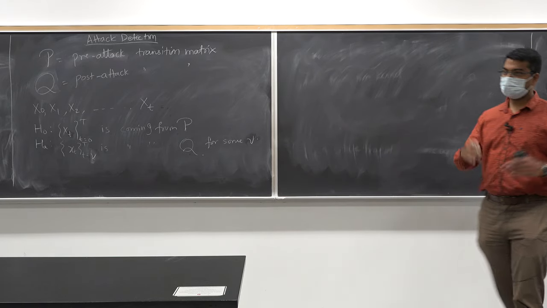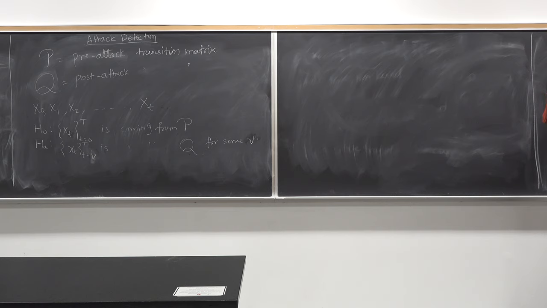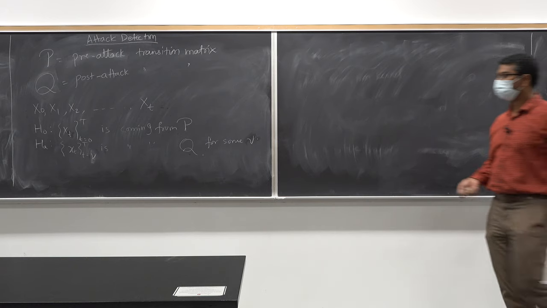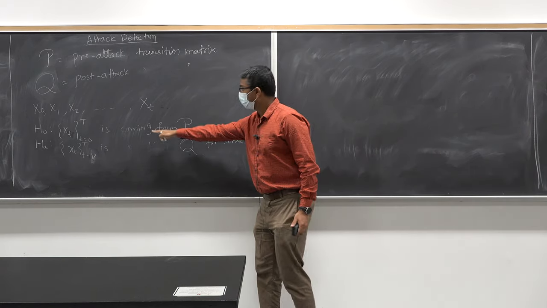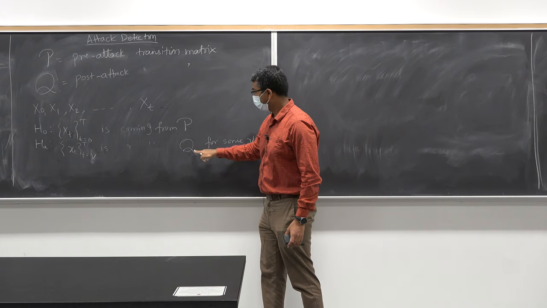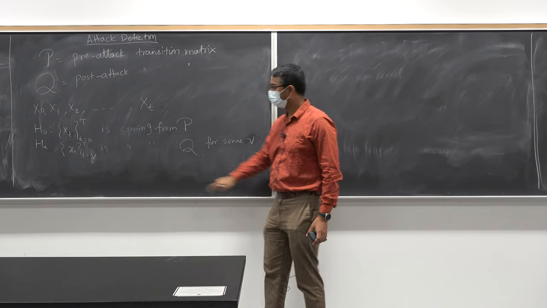Now, let's say your supervisor tells you these are the 6 attacks that I expect to happen. So you will have Q1 to Q6, and you will be running 6 parallel hypothesis tests on your computer. So you will either have 6 different processors, one for each hypothesis test, or you will have a single processor running multiple threads. And in each of the threads, it is basically running some hypothesis test of the data coming from P or the data coming from Q1, Q2, Q3, Q4, Q5, and Q6.